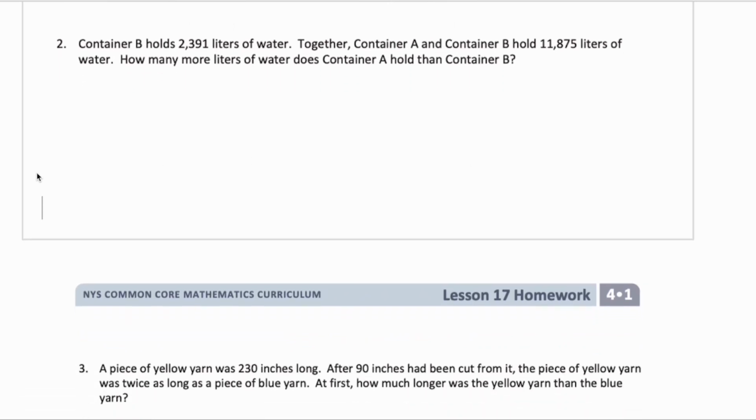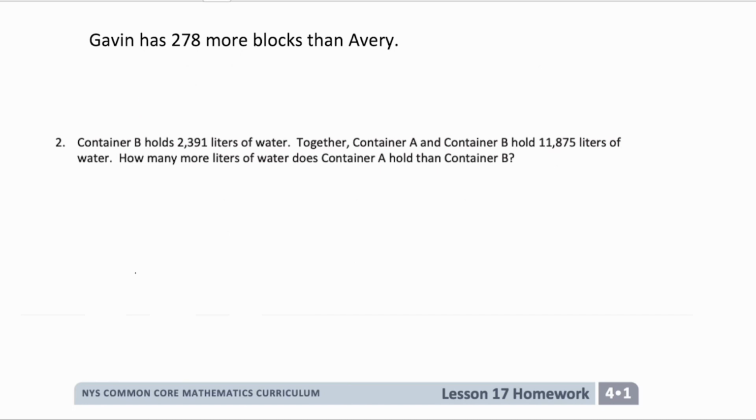Number 2, container B holds 2,391 liters of water. Together, container A and container B hold 11,875 liters of water. How many more liters of water does container A hold than container B? All right, so they tell us that B holds 2,391. A, they don't tell us what it holds, right? They don't give us that. But they do tell us that A and B hold 11,875. We have to figure out how many more A is compared to B.